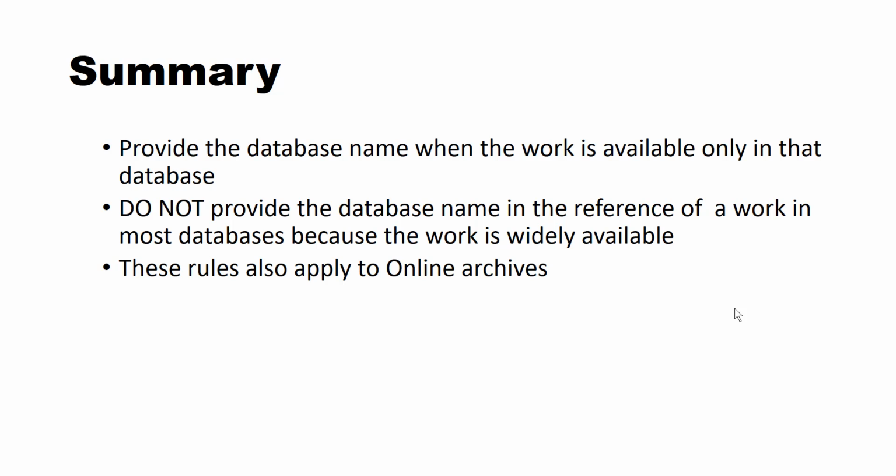So to sum it all up, you provide the database name when the work is available only in that database and nowhere else. You do not provide the database name in the reference of a work in most databases because the work is widely available. These rules also apply to online archives.